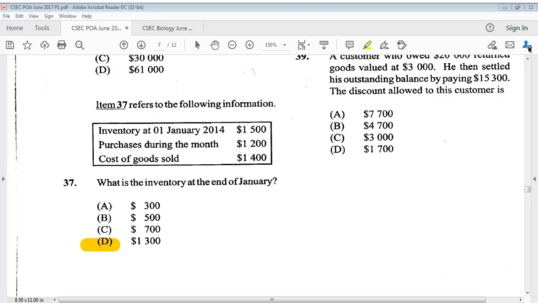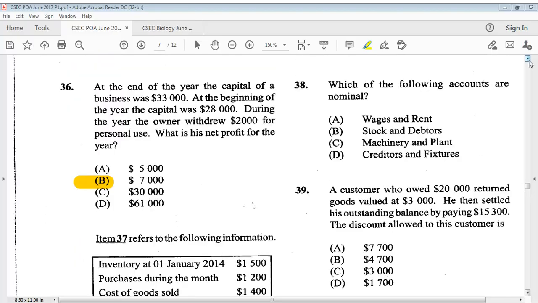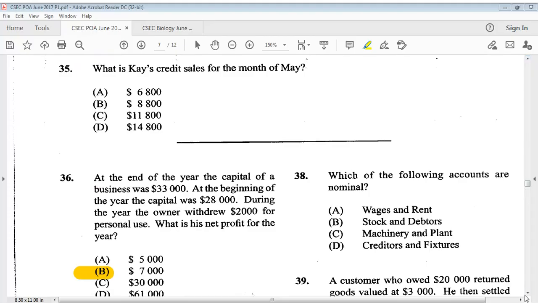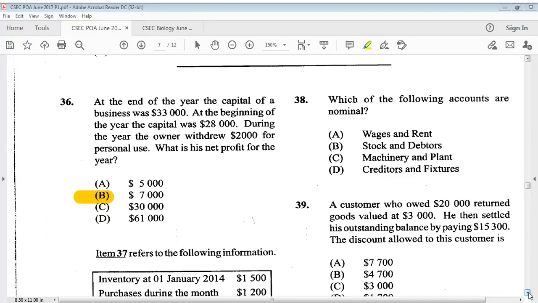Let's go on to number 38. 38 says, which of the following accounts are nominal? We had explained in detail what are nominal accounts. I think it was in the January 2020 paper 1. So make sure to go ahead and watch that video again if you haven't as yet. All right. So 38 is A, wages and rent.